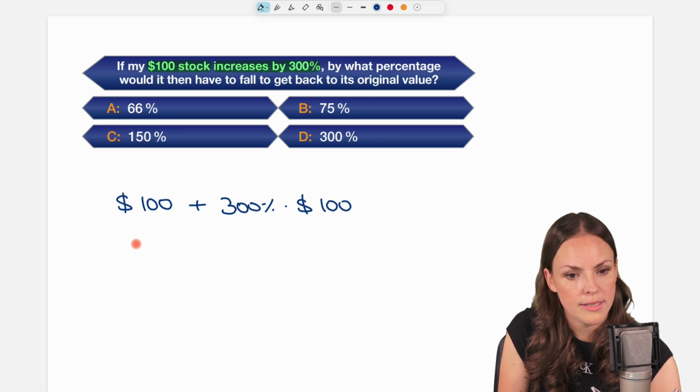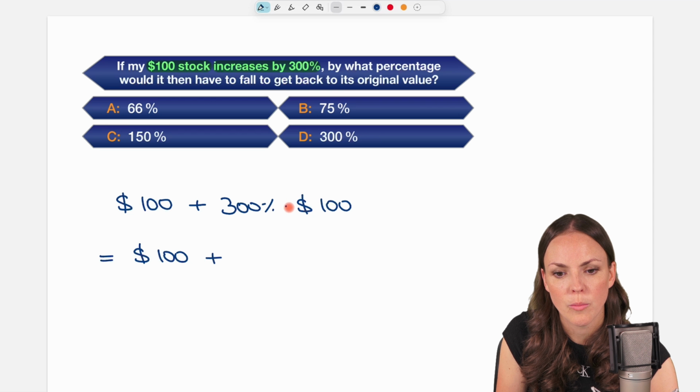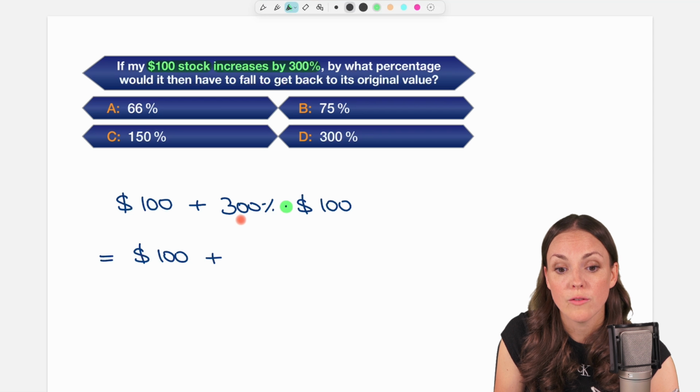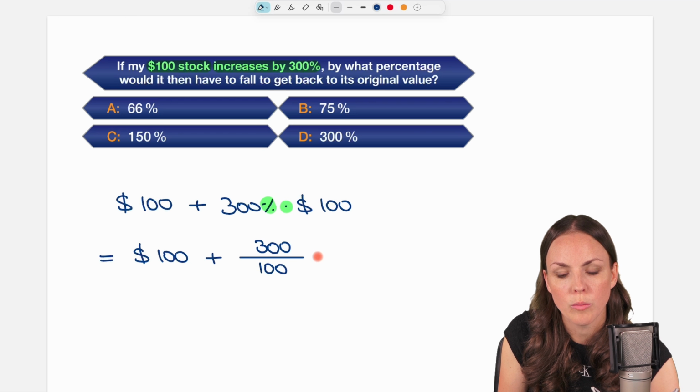Okay, let's calculate all of this then. We have the $100 here. And how can we now find this product here? First of all, we can write the 300% as a fraction. We just take the 300, and percent always means per 100, so divided by 100. And then we multiply this by the $100.